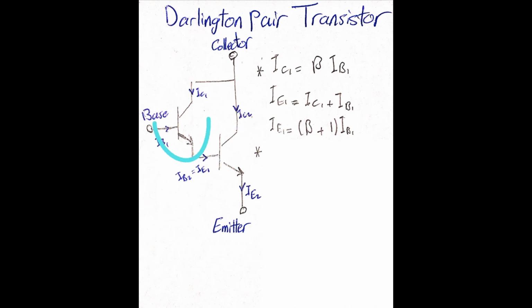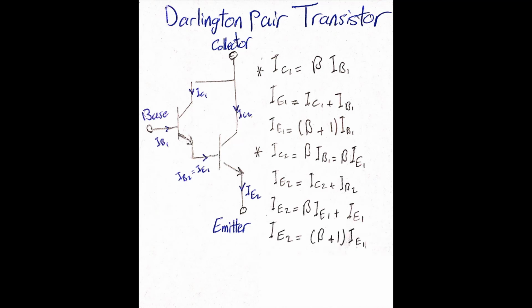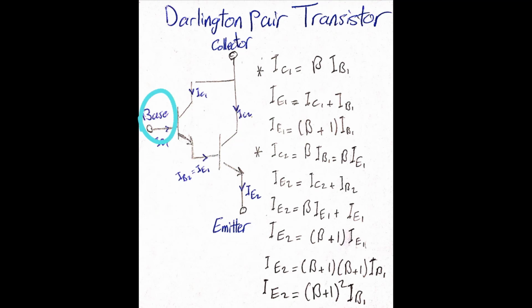By focusing on the first transistor, these are the equations that we can derive, and if you notice, the emitter current of the first transistor is the base current of the second transistor, which is gonna help us to find the current parameters of the second transistor. And by applying the same rule for the second transistor, we can see that the emitter current of the second transistor is nothing but the first transistor emitter current amplified, which is the amplification of the base current.